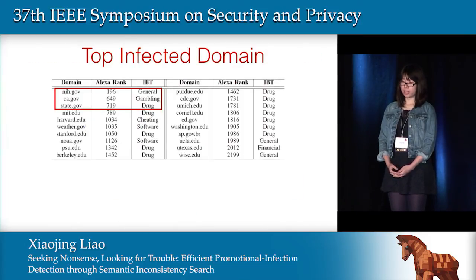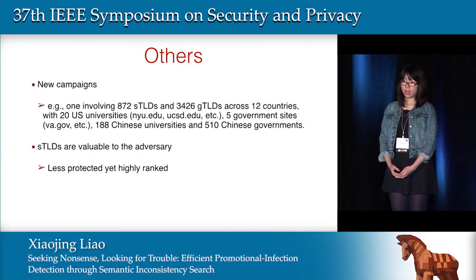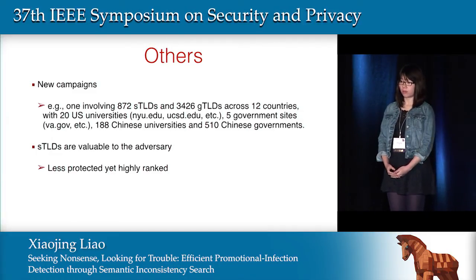Almost all the top-ranked STLD sites were injected, such as state.gov and NIH.gov, and a similar situation happened in the top university websites, such as MIT, Stanford, Harvard, Berkeley, etc. Besides, we observed a large number of campaigns. The largest one is used for gambling promotion, involving 800 STLDs and 4,000 general TLD sites across 20 countries.